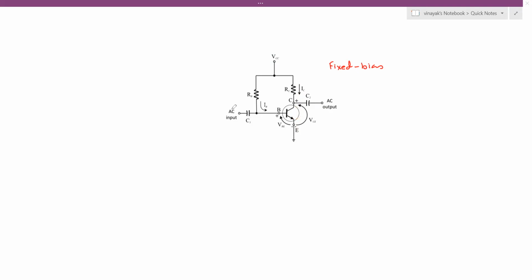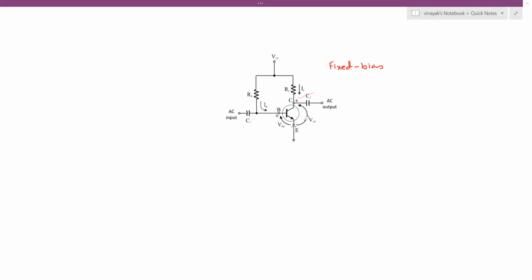We have AC input that we couple to the base pin of the transistor through this capacitor, and the output signal from the collector pin we couple to the load, which is called AC output, through this another capacitor C2. And when we do that, we have several voltage drops when we apply input and we receive an output.